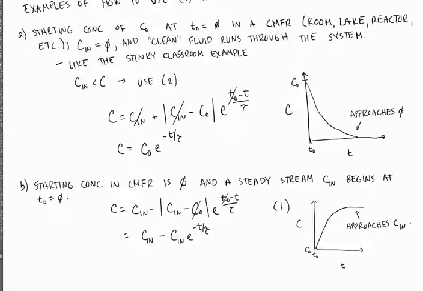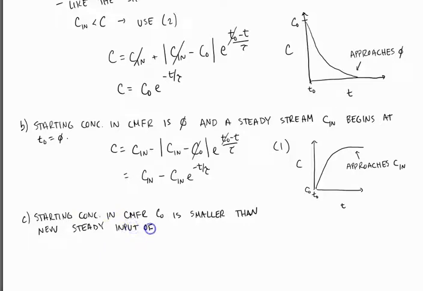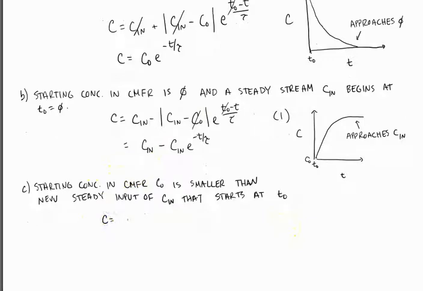So my next two examples are going to be a little more complicated, but really demonstrating the exact same thing. For my third example, we've got a starting concentration C naught that is smaller than a new steady input Cn that starts at T naught. And so this is really similar to B, except that the starting concentration isn't 0, it's some non-zero C naught. And so again, we're going to start with equation 1. But what we're going to find is that now we can't cancel anything out.